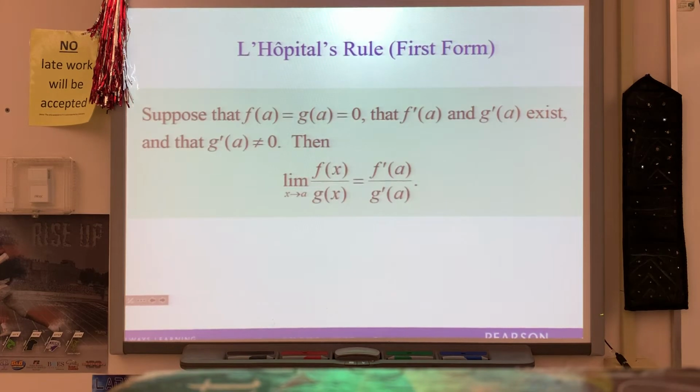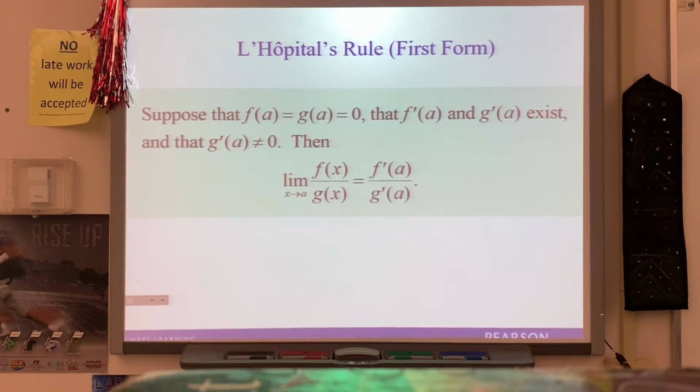All right, so what is L'Hopital's Rule? Here it is. L'Hopital's Rule says suppose that f of a and g of a are 0, and that the derivative of f evaluated at a and the derivative of g evaluated at a exist, and that the derivative of g at a is not 0.